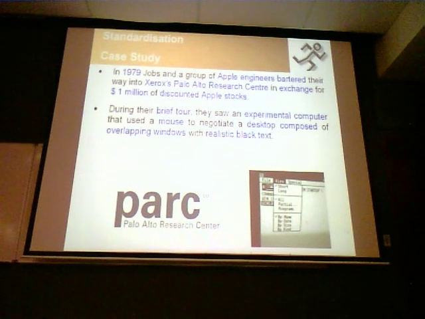In '79, Jobs got a group of Apple engineers into the Park Institute. They bartered their way in by selling $1 million worth of discounted Apple stocks to Xerox. And they had a brief tour through the Institute. They saw that the writing looked like it was writing on a page, and it had windows, windowing sort of facilities. The Xerox people were too dumb to know what they had, but when Jobs saw it, they said, right, let's take that idea away and copy it.